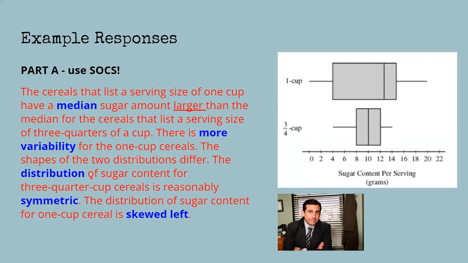The distribution of the sugar content for the 3/4 cup ones is symmetric mostly. Oh, how do we know? The 2 rectangles that there are about the same size. But this one is skewed left. How do we know? Because this is a bigger one on the left, bigger. So let's say this is your reader. What would he say? Reader Corral? They know their SOCS, so they would be glad about that.